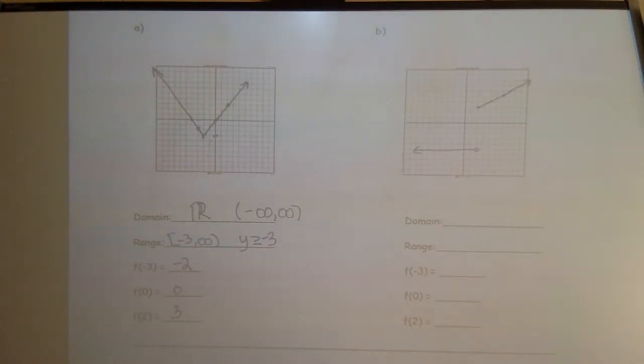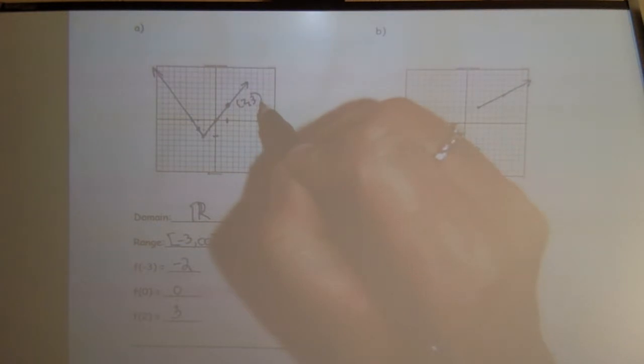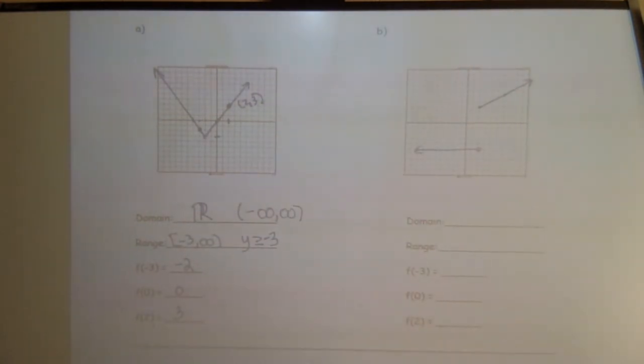Questions there? How are you finding those out? Well, where's my x of 2? Right here's x is 2. So I go up to my ordered pair. What's this ordered pair? That's the ordered pair 2, 3. So f of 2 means what's the y value that corresponds with the x value.